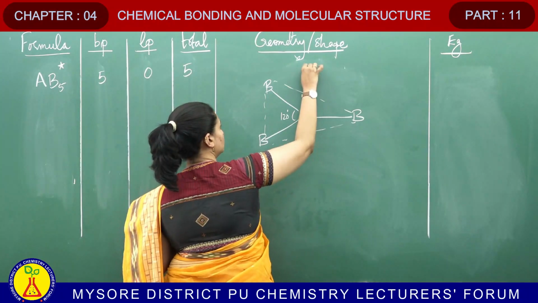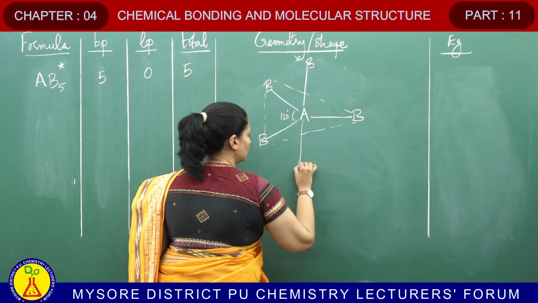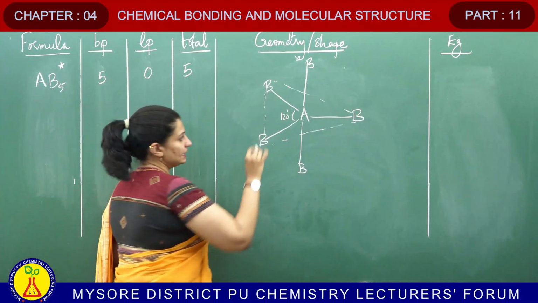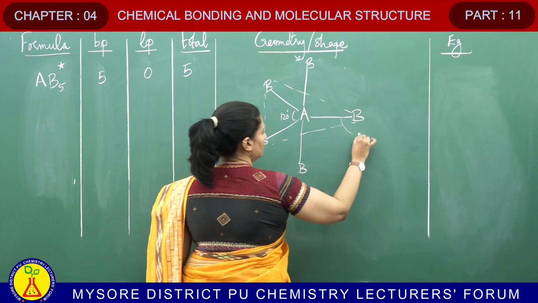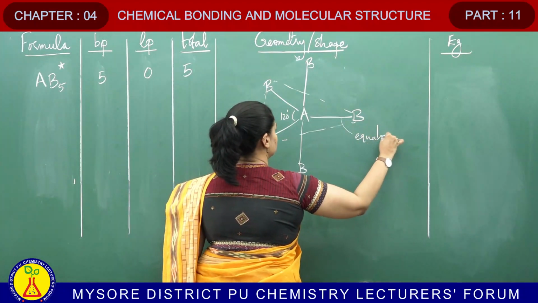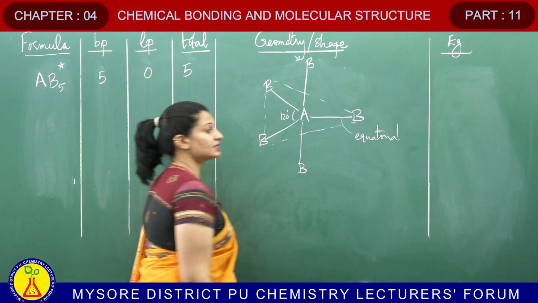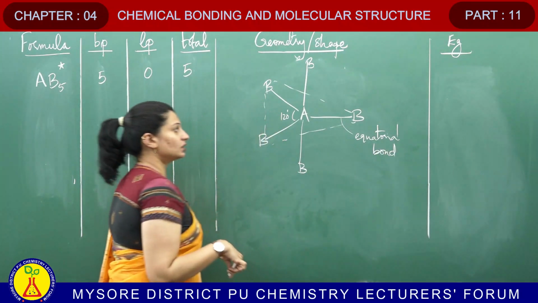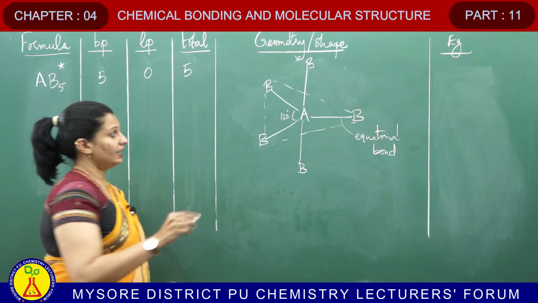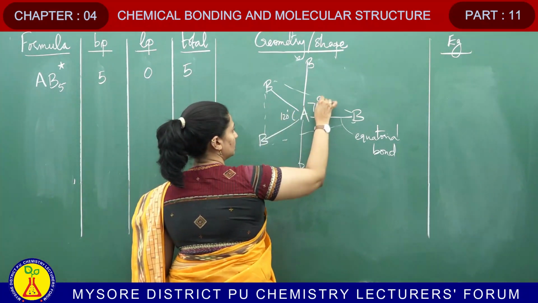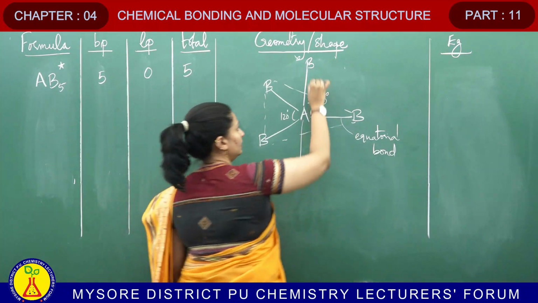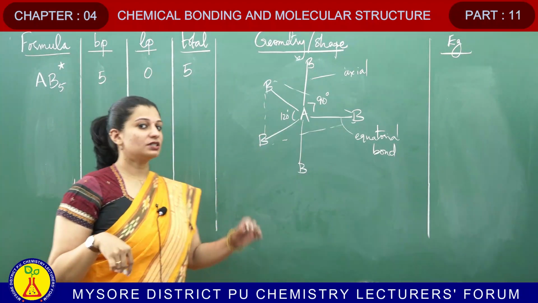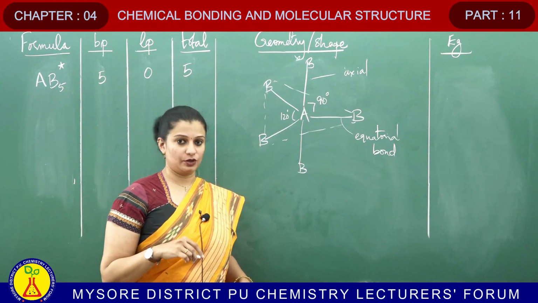Now you have a bond perpendicular to it above that plane, and you have a bond perpendicular below the plane, which means now you have 2 types of bonds. Those which are in the plane of the board or the paper are called the equatorial bonds. The equatorial bond angle is 120 degrees, and those which are perpendicular to the plane, at 90 degrees, are called axial bonds. Axial bonds are always slightly longer than the equatorial bonds.